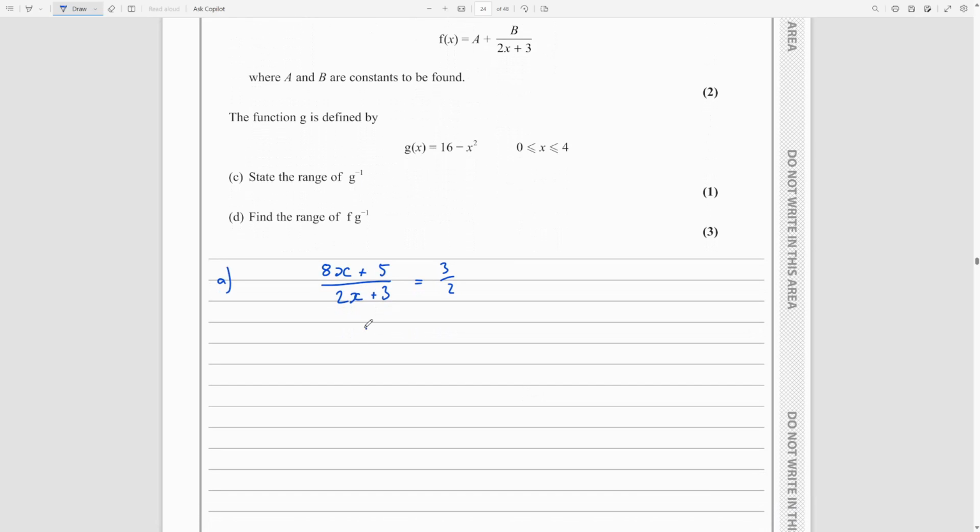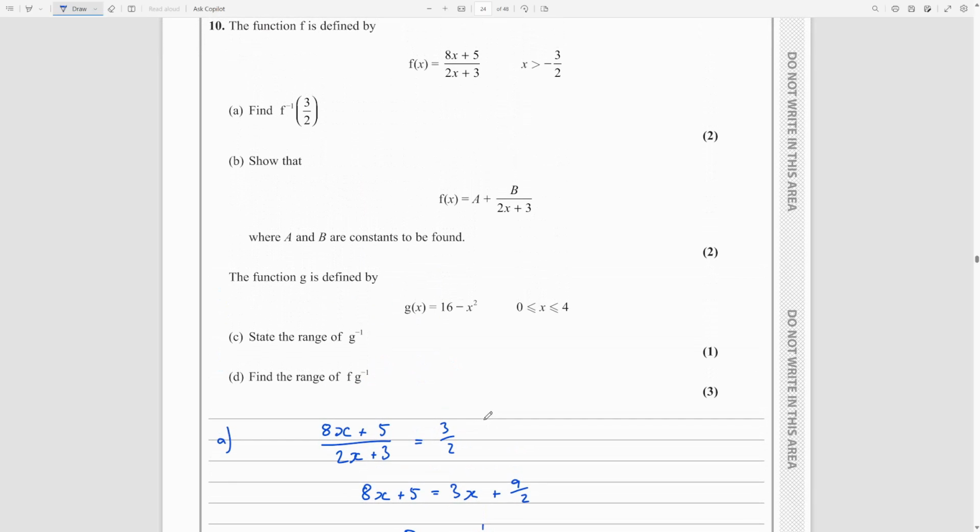So I can just solve this. 8x plus 5 is, well, 2x times 3 over 2 is 3x, and 3 times 3 over 2 is 9 over 2. Subtract 3x from both sides, you get 5x. Subtract 5 from both sides, and you get minus a half. And so x is minus 1 over 10. You can always check this by just subbing in minus 1 over 10 into here and checking you do get 3 over 2.